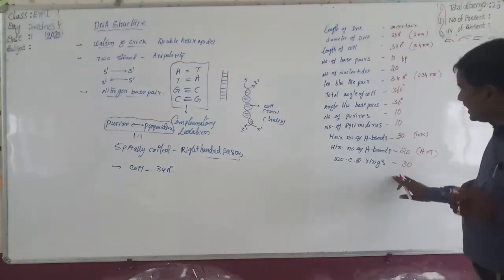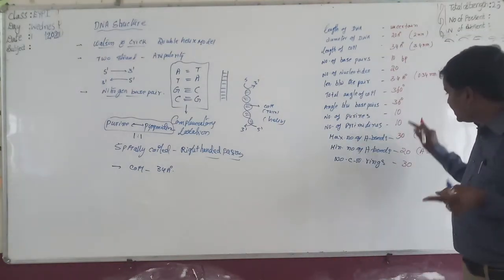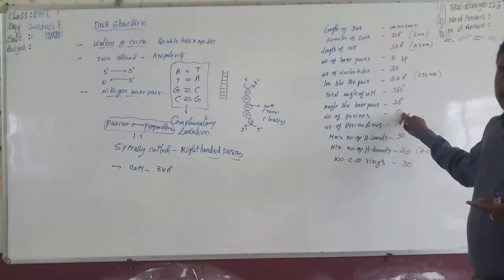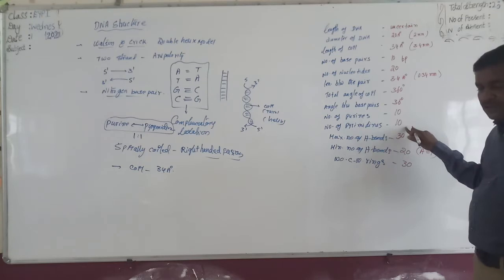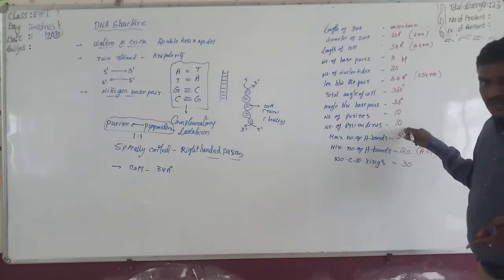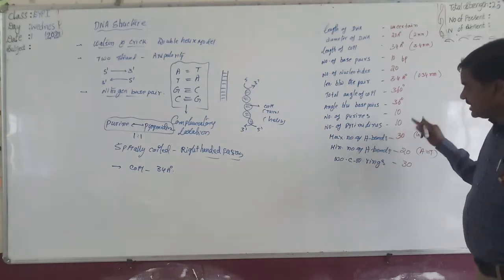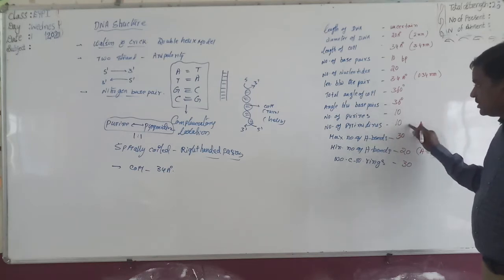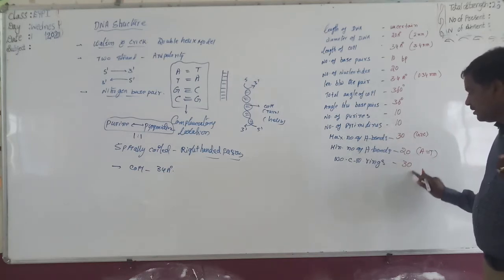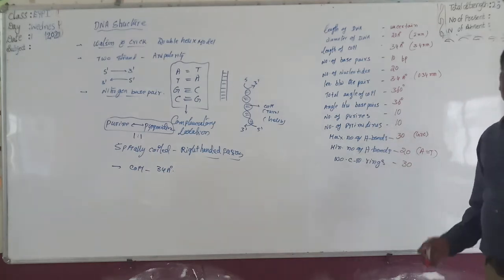Among these 30 CN rings, how many CN rings are present in purines? 10 into 2, 20. How many are present in pyrimidines? 10 into 1, 10. What is the ratio of the CN rings present in purines and pyrimidines? 20:10, total 30 CN rings.